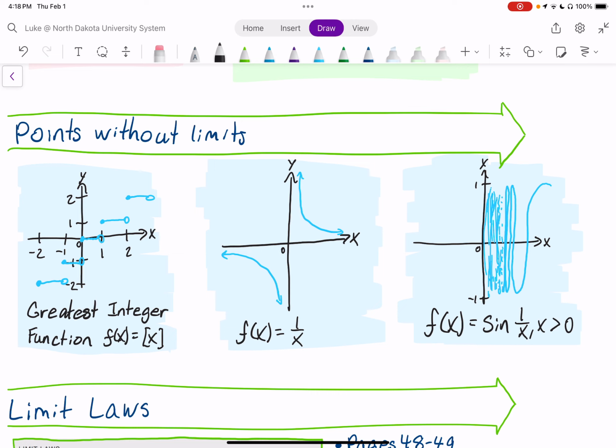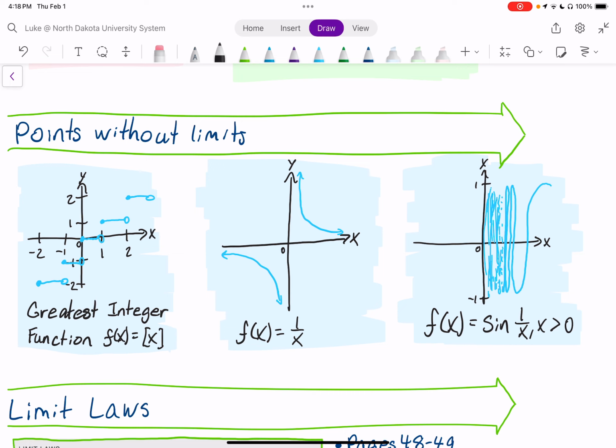So some examples are the greatest integer function, which I have on the left here. At every integer, it's not going to have a limit because as you approach from the right and left, you're going to get different values. But between every integer, there is a limit for every point.